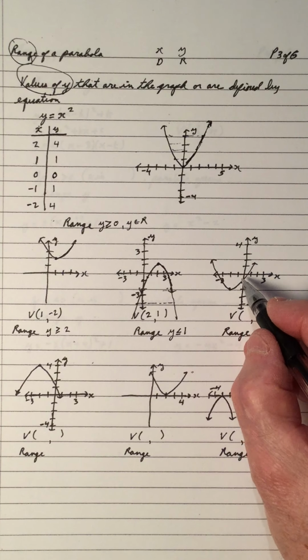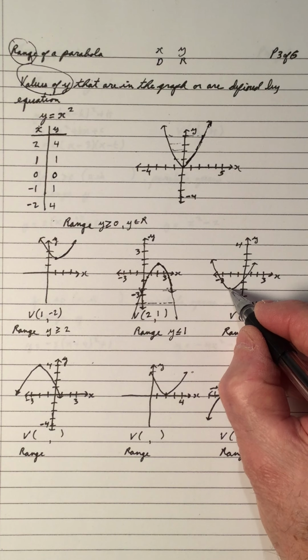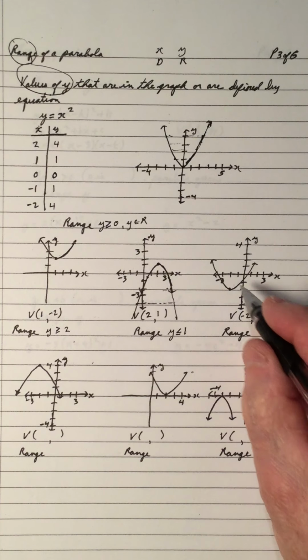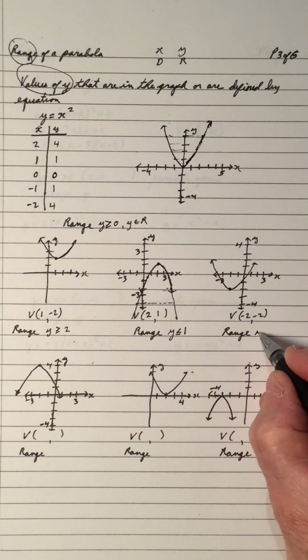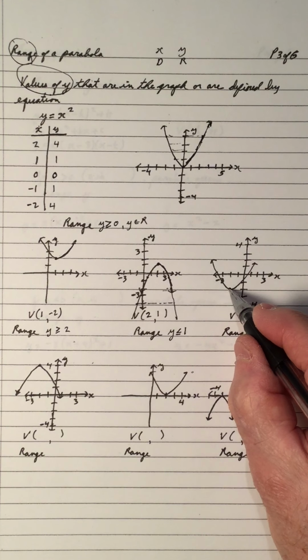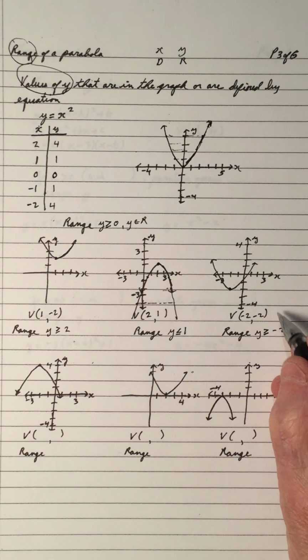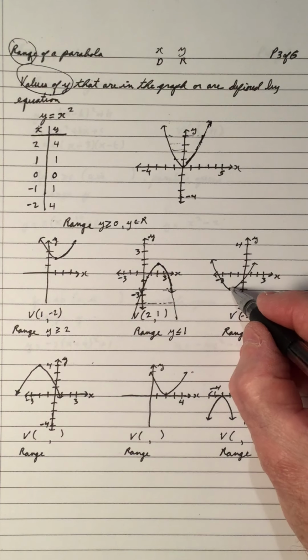What's the range in this one? Well, the vertex is -2, -2. X is -2, y is -2. And what's the range? The y value is -2 starting off, and it goes up. Up is greater than, and equal to, because the vertex is a part of the parabola.